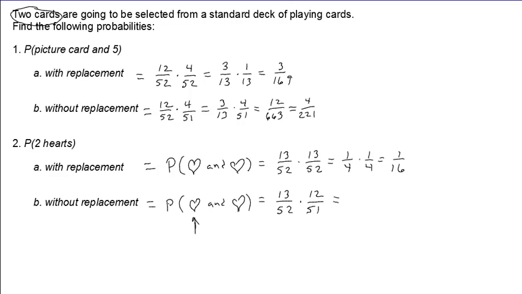So that probability changed. So 13 out of 52 reduces to 1 out of 4. 12 out of 51, 3 goes into 12 4 times. 3 goes into 51 17 times. And I notice that these 4s are going to cancel now. And so that happens 1 out of every 17 times. So the probability changes. So that is the difference between an independent and a dependent event.